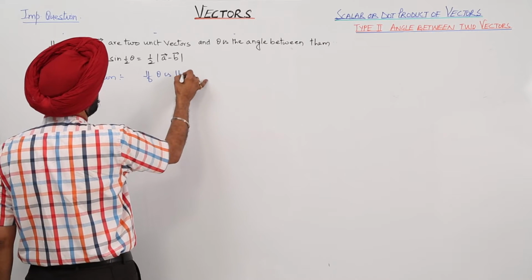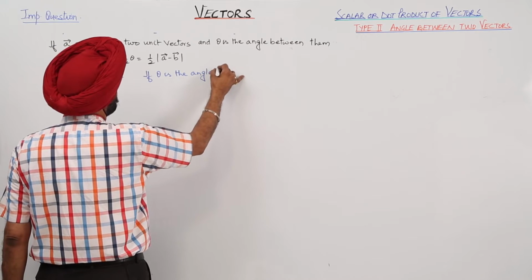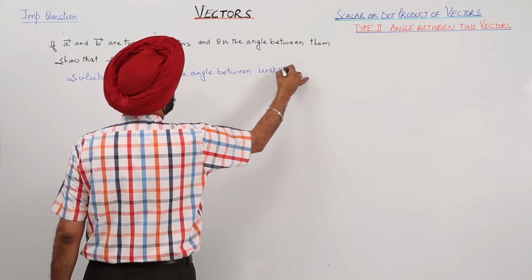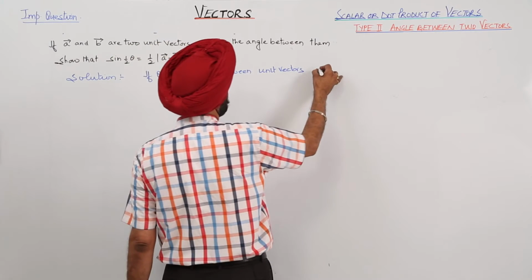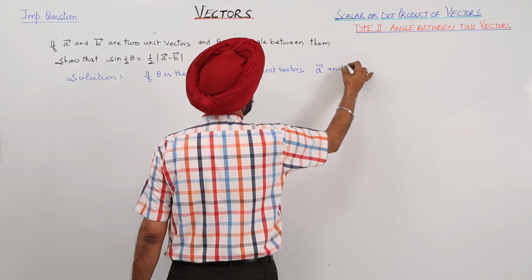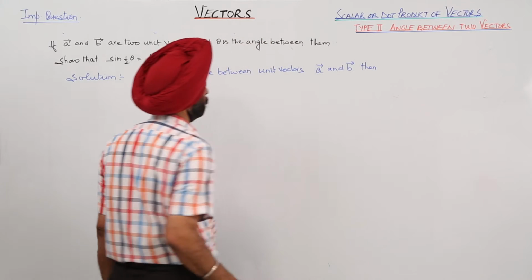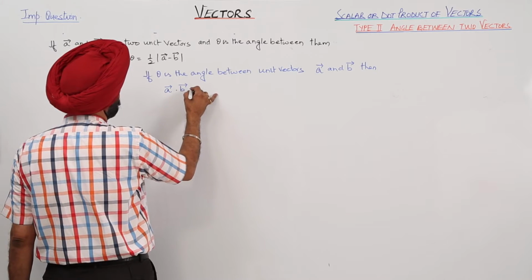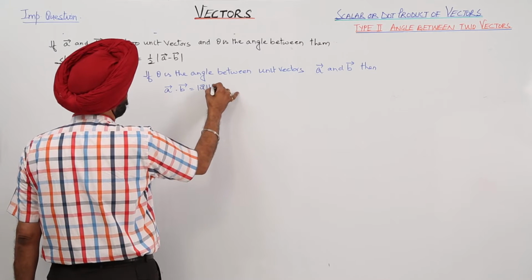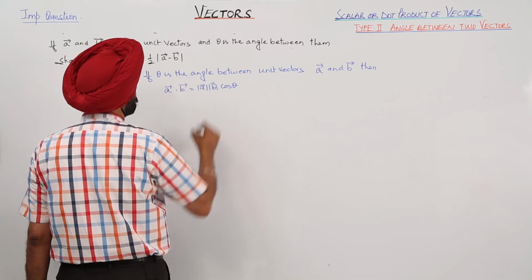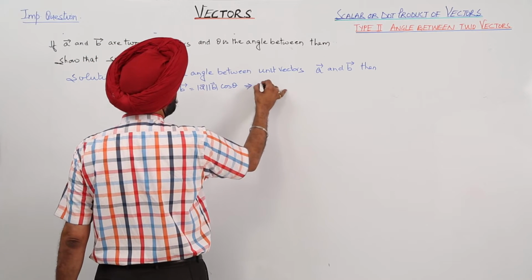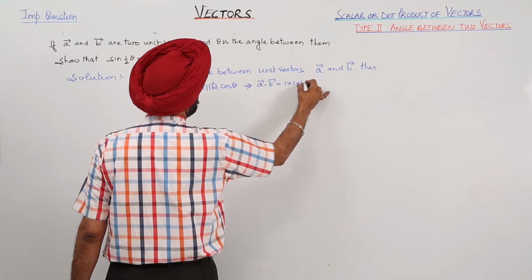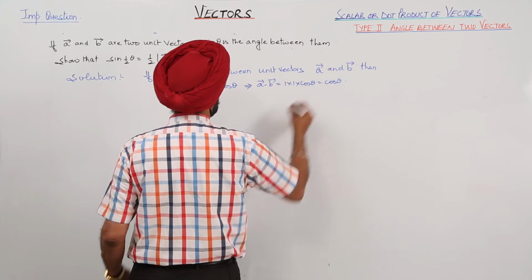Now if theta is the angle between unit vectors vector A and vector B, then vector A dot vector B is equal to cos theta, and this implies vector A dot vector B is equal to 1 times cos theta, which is equal to cos theta.